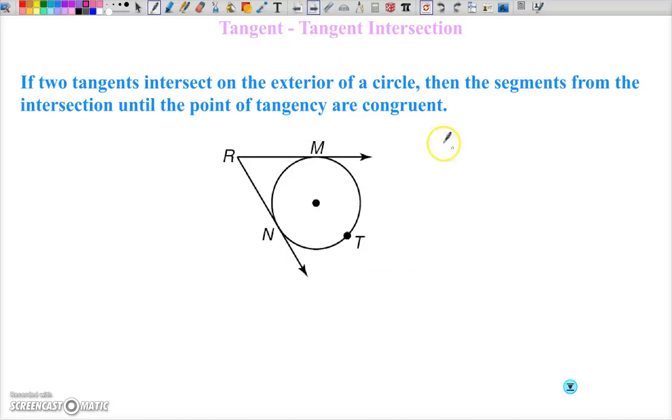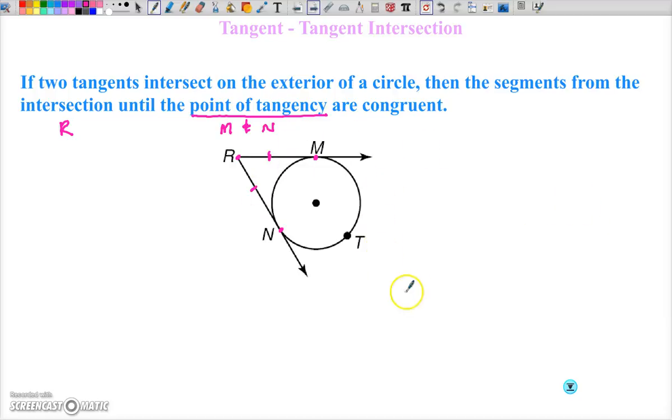Now your next type that you have is called a tangent-tangent intersection, and we actually have two different examples for this one. So if you have two tangents that intersect on the outside, so right here, the segments from the intersection, so intersection is R, until the point of tangency. So the point of tangency is where does it brush up against the circle? In this case, it would be M and N. There and there, that would be your point of tangency. These are going to be congruent to one another.